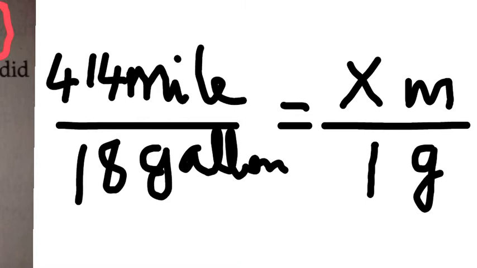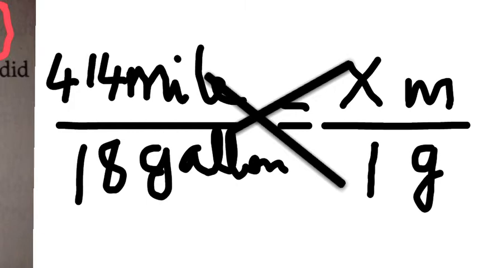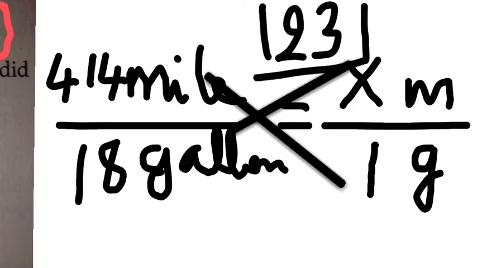So you're going to do the cross multiplication like you always do. Basically we're going to multiply 414 by 1, and it's still 414, and divide that by 18, and the answer is 23 miles. Okay, so here's what it means. If she can travel 414 miles with 18 gallons of gasoline, she can do 23 miles per gallon, and that's the gas mileage that her car gives her.